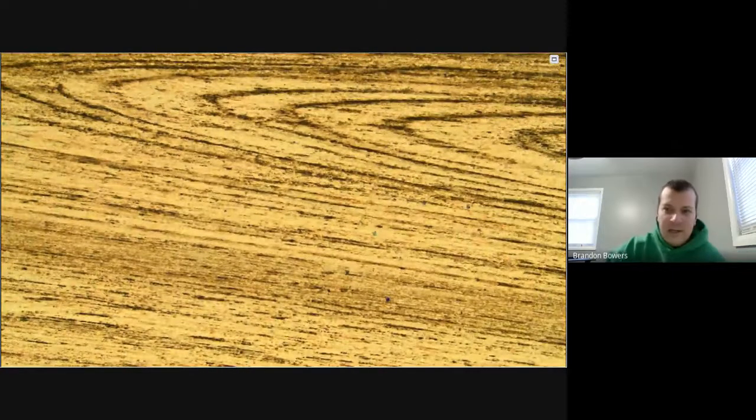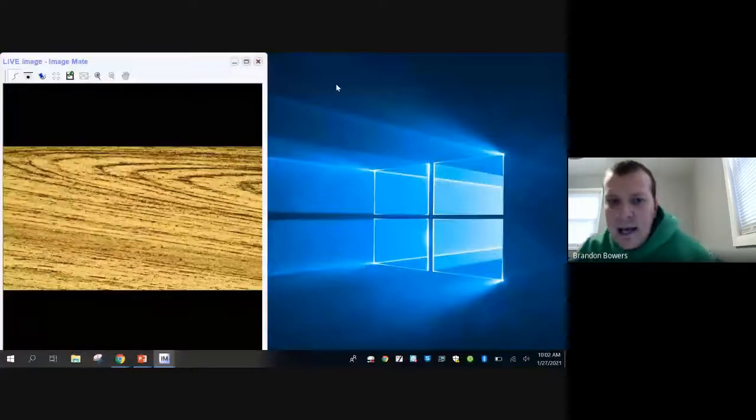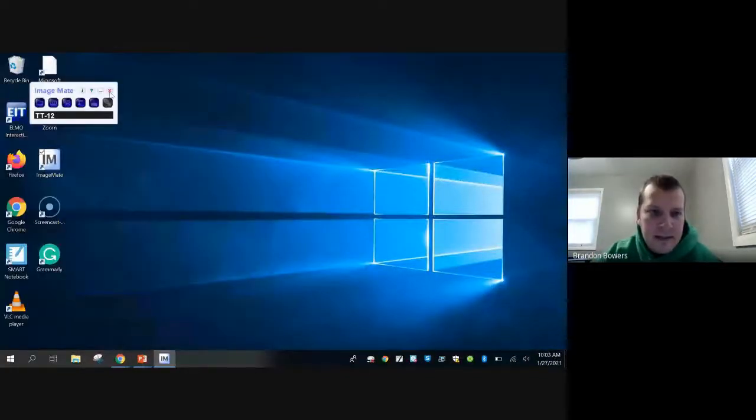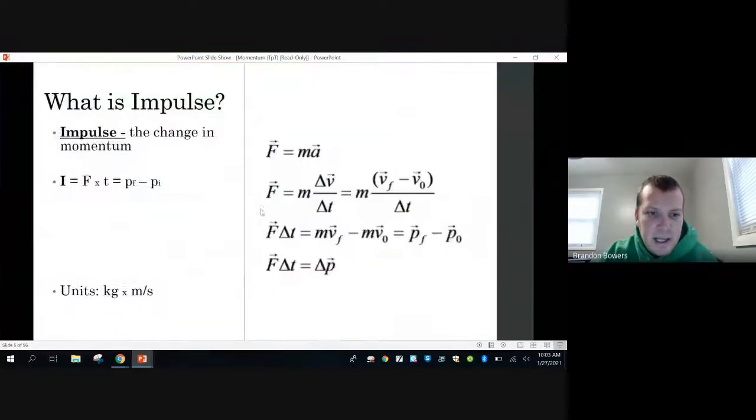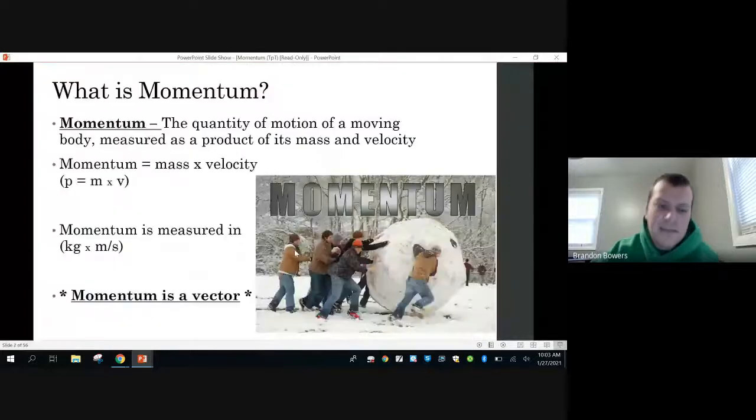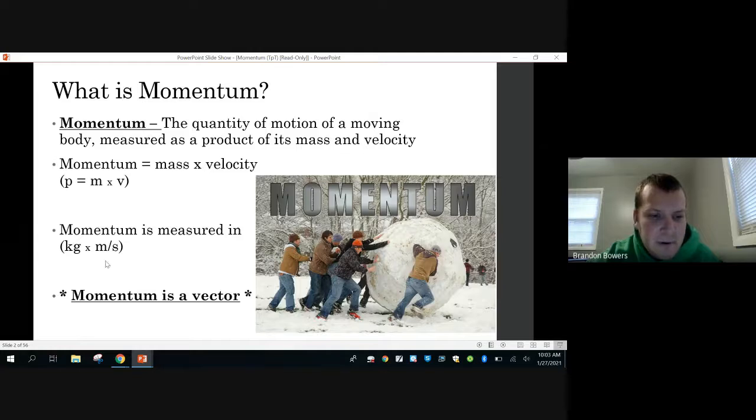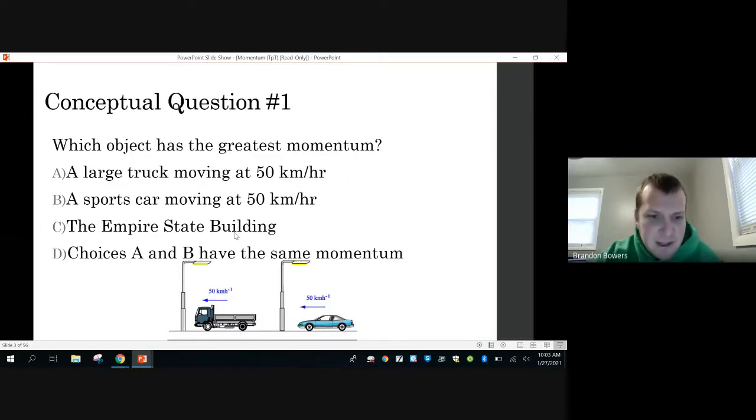In addition to the test, what I did was I went over some slides about momentum. So I talked a little bit about momentum and impulse. If you need to pause the video at any time, please do so. Momentum is equal to mass times velocity, and momentum is signified by a p. So p is equal to m times v, and this is the unit for momentum, kilograms times meters per second.